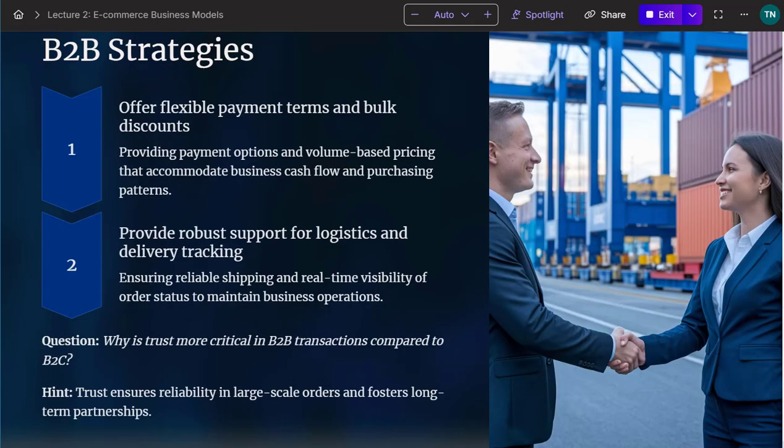So if you want to go into details, you can see the question: why is trust more critical in B2B transactions compared to B2C? And we know that trust ensures reliability in large-scale orders and fosters long-term partnerships.